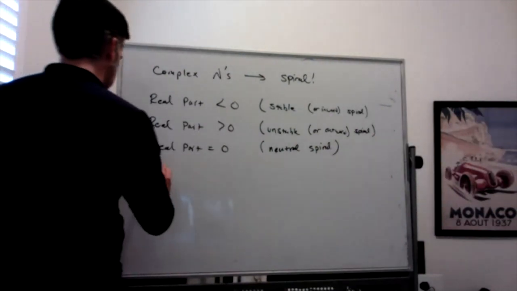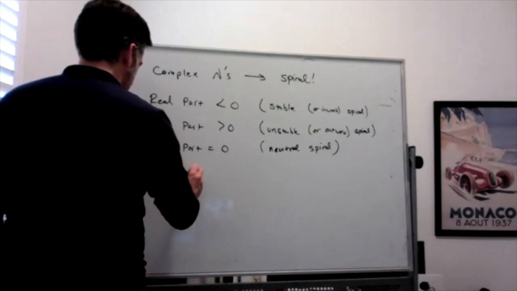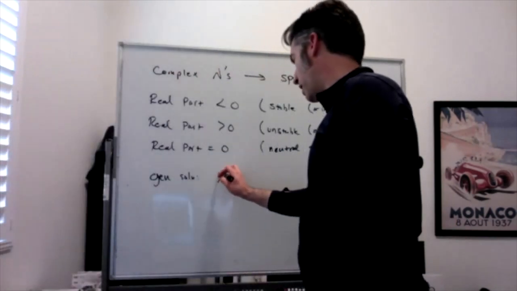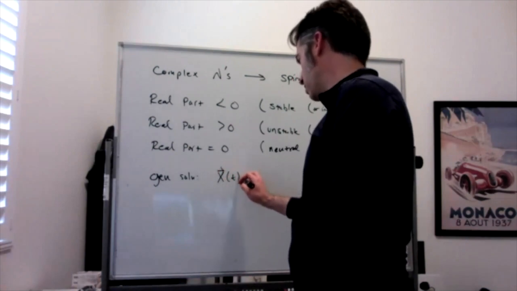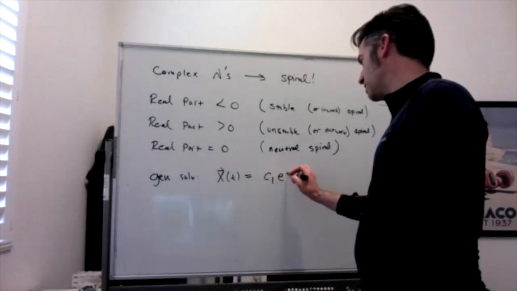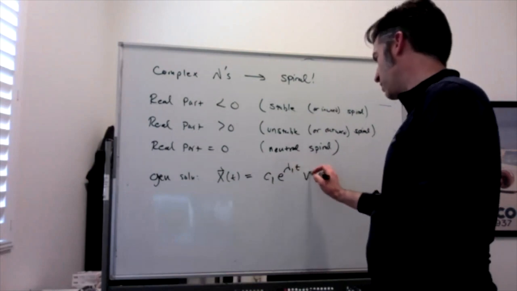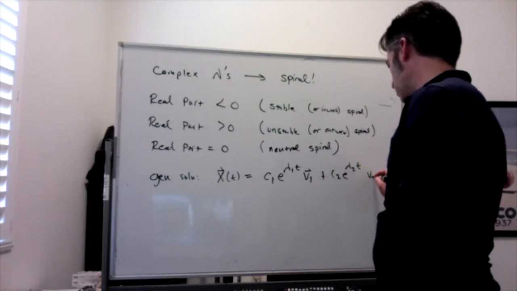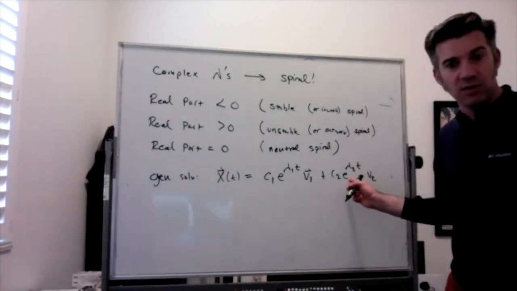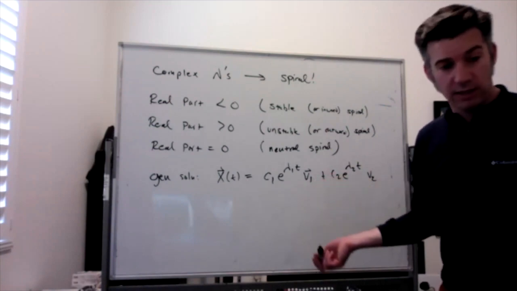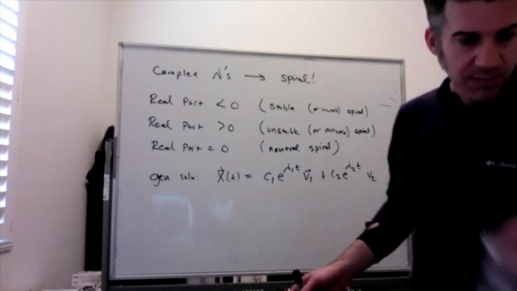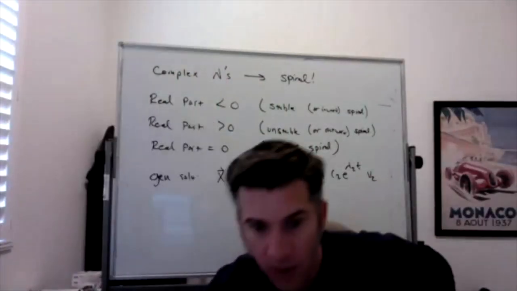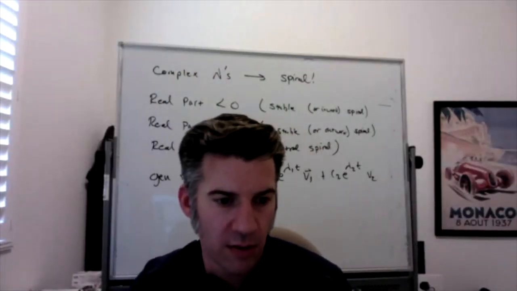Your general solution still looks the same. Your general solution is still x as a vector equals c1 e to the lambda 1 t v1 plus c2 e to the lambda 2 t v2. But something funky happens when your eigenvalue is imaginary or complex. I don't have a ton of time to say this, so I'm just going to show you over here. Here's what's really going on. Let me share this with you.